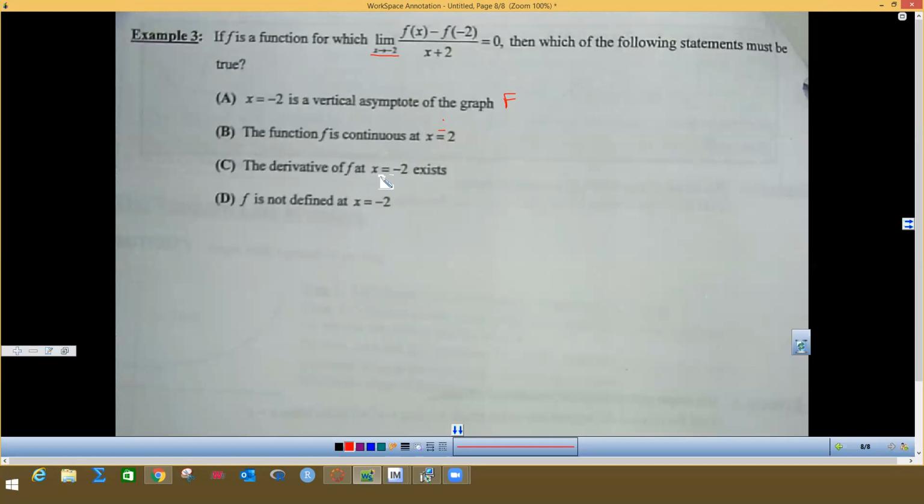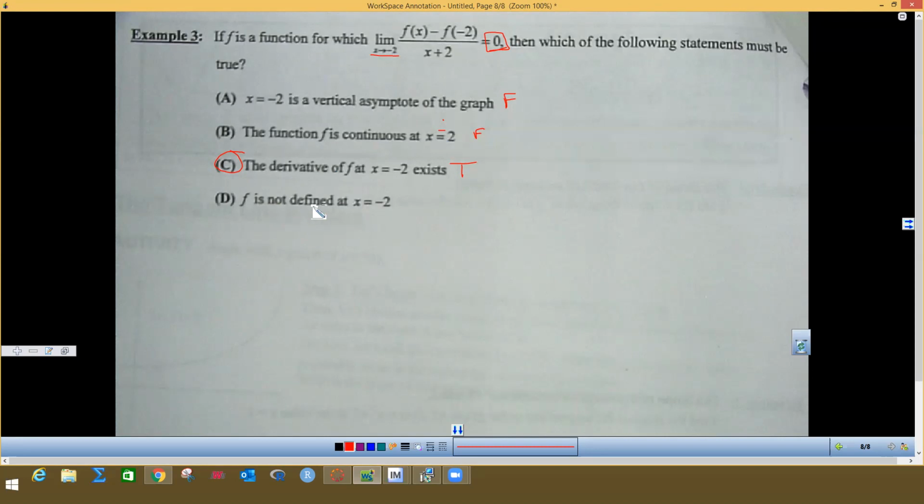The derivative of f of x at x equals -2 exists. Well, since this tells me that there is a value of 0 that comes out of this, that tells me that the third one, C, is the one that's true, because if you get a number out for this, then there has to be a derivative there.